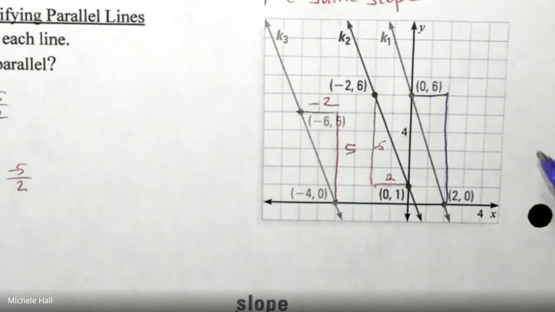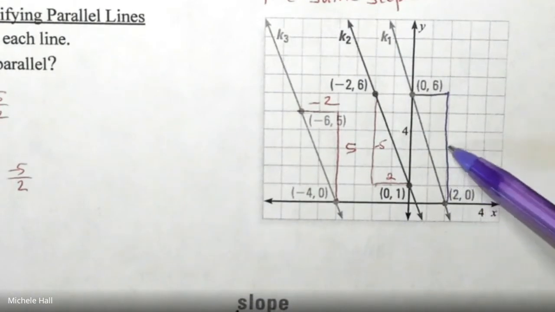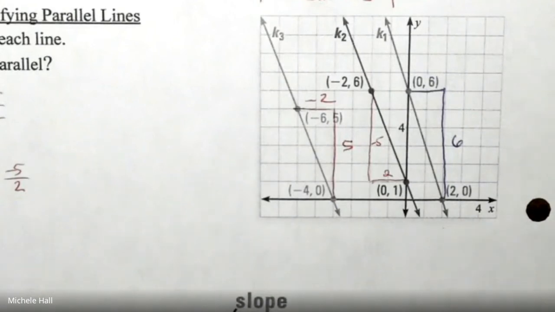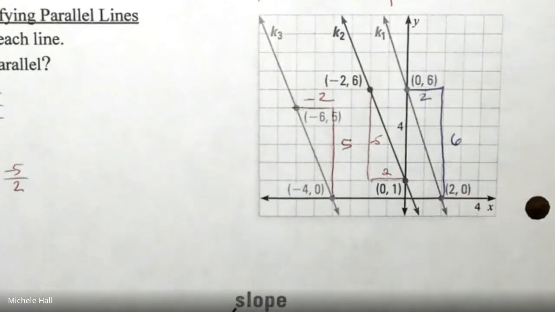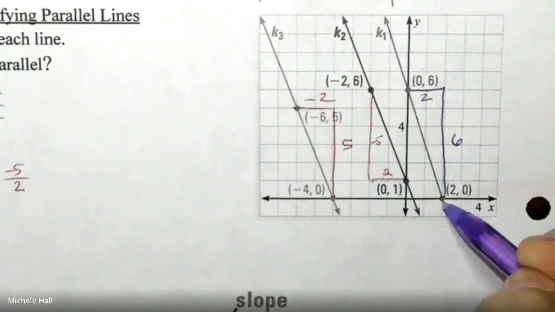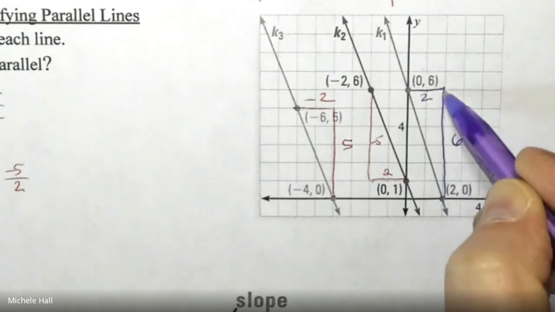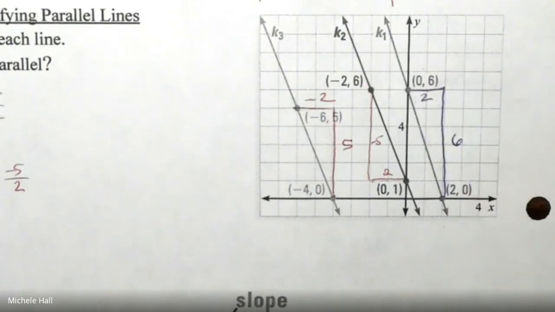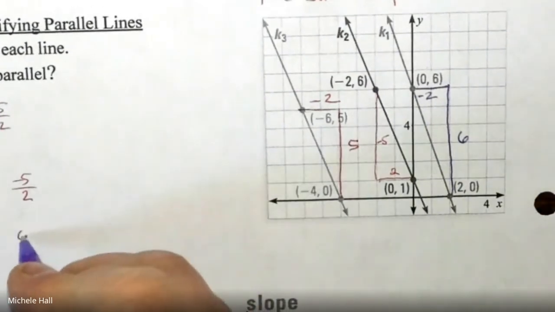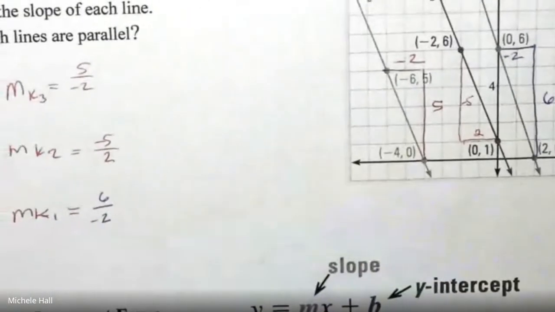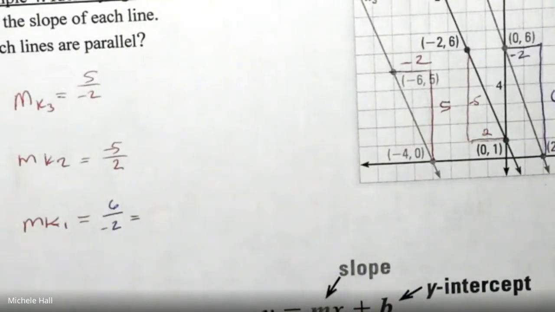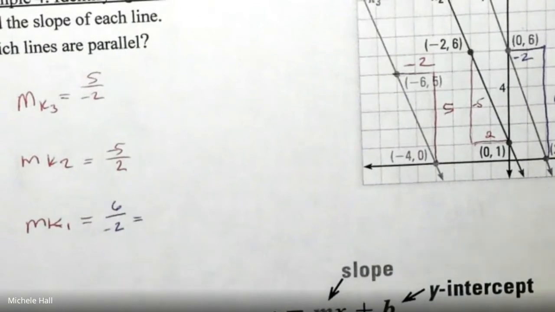Bree, how much did you rise on this one? I agree. Rise 6 and run. When you go up, is that a positive 6 or a negative 6? And when I go left, is that a positive 2 or a negative 2? Negative. So rise 6, run negative 2. This one actually simplifies. What's 6 divided by negative 2? Negative 3.